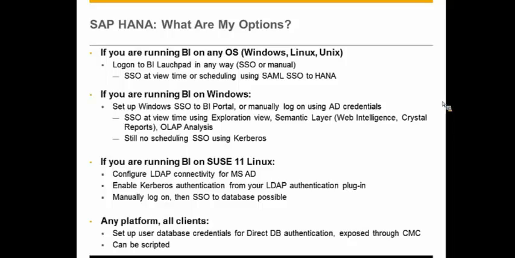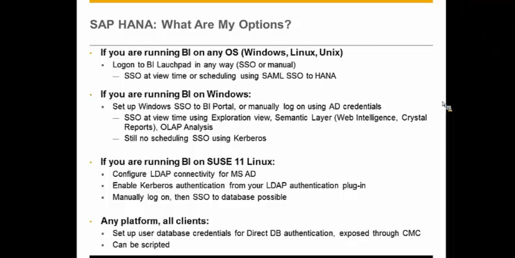If you're running on Windows, in addition to the SAML SSO, if you log into the BI portal with Active Directory, you can integrate HANA, and you can also log into HANA with Active Directory using Kerberos. The problem with that is you still do not have any scheduling option because, again, it's an on-demand technology. With SAML, you can schedule and do anything you want. So I see SAML becoming a predominant SSO technology when working with HANA.